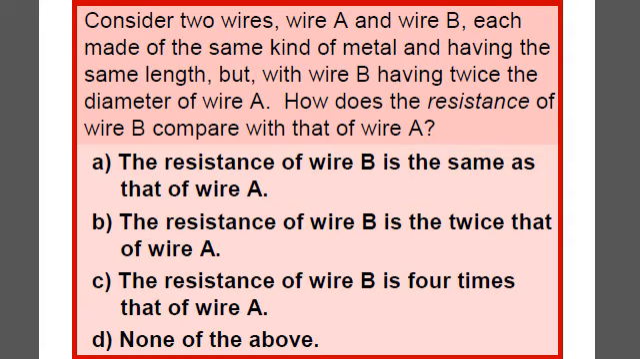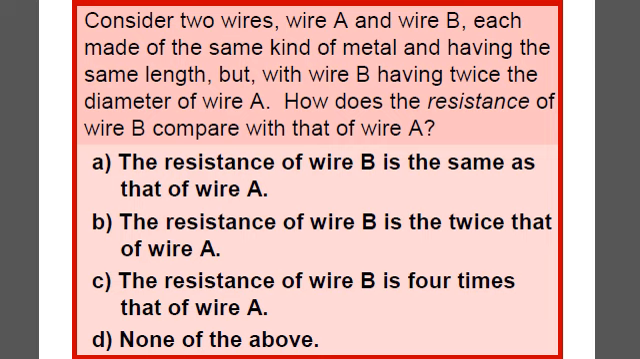Now we got 2 wires, same length, same material. B is twice the diameter of A. How does the resistance of B compare with that of A? B's fatter, so it's like it has a larger avenue for the charge to flow through. So the resistance of B is going to be less than that of A. They want more detail. They're asking twice or 4 times.